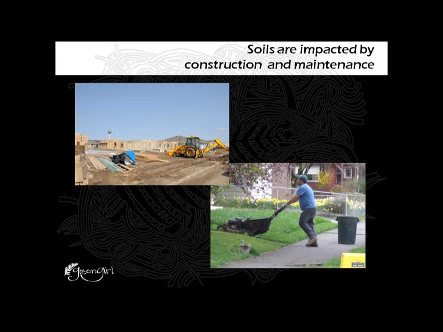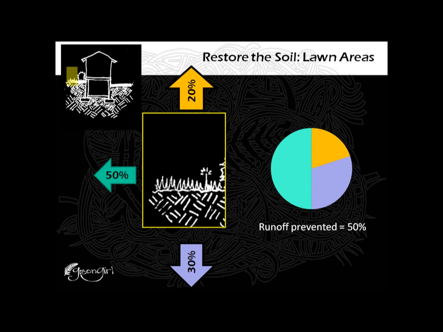So what you can do to take care of your lawn, to improve your lawn, is restore the soil. If you chose to restore the soil just in your lawn areas, where you start with lawn and you end with lawn, you can reduce the volume of runoff coming off the area that you restored by 50%. A portion goes up into the air as evaporation, a portion goes down as infiltration, and that prevents 50% of the runoff on an average annual basis.